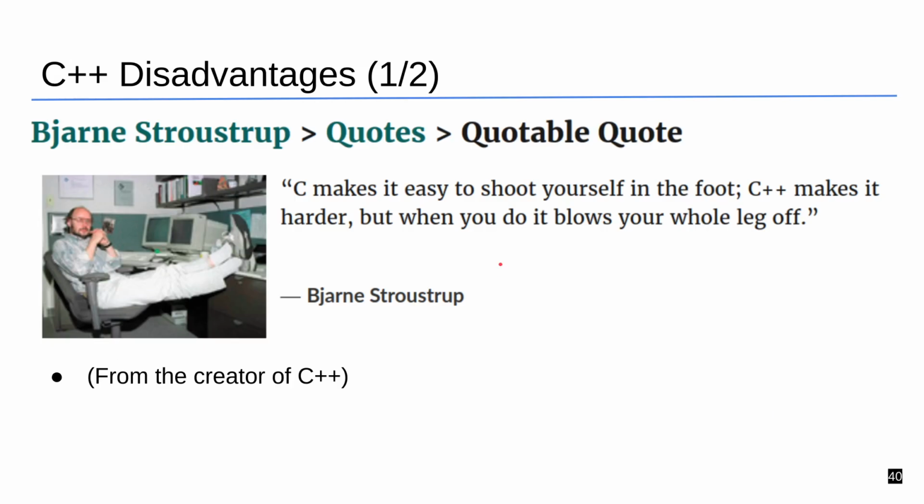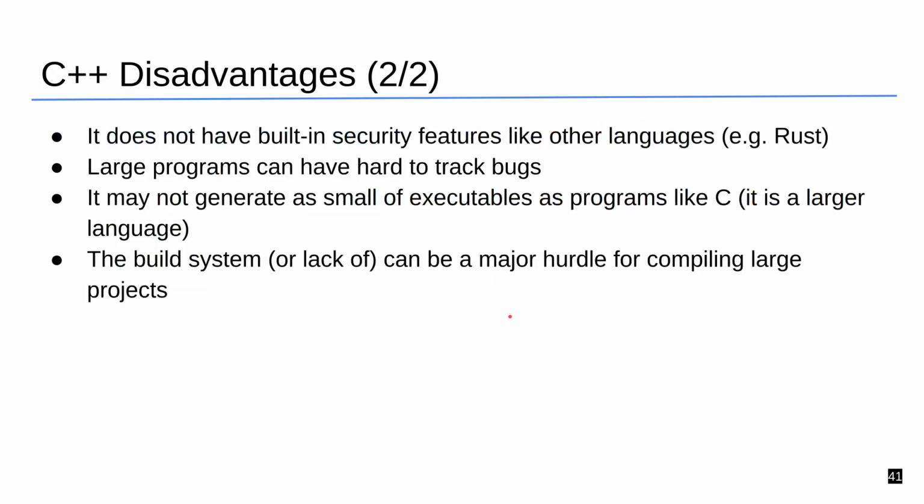Okay, a funny anecdote here is from the creator of C++, Bjarne Stroustrup. He made the language C++ after C, around the 70s or so. He said, C makes it easy to shoot yourself in the foot. C++ makes it harder, but when you do, it blows your whole leg off. So that's a funny quote about the language.